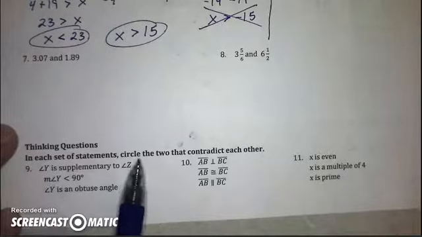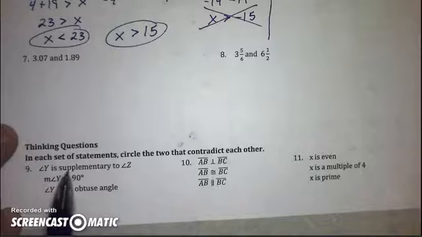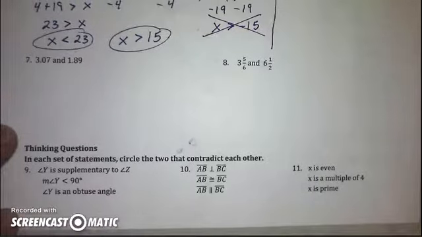In each of these statements, there are two statements that contradict each other. So out of these three, two of them contradict each other. I want you to circle the two. And out of these three statements, two of them contradict each other. Circle those two. And same thing for number 11. All right, and we will talk about those in class on Tuesday.